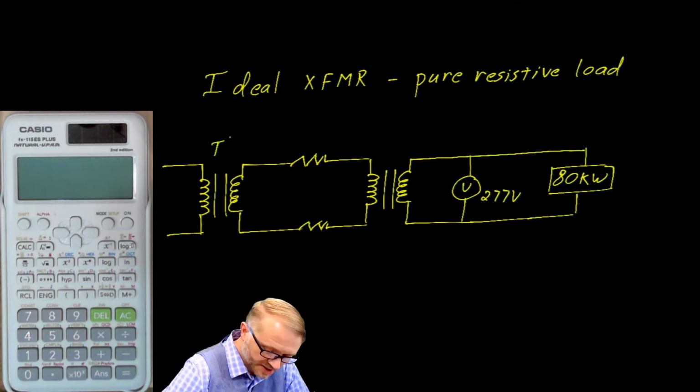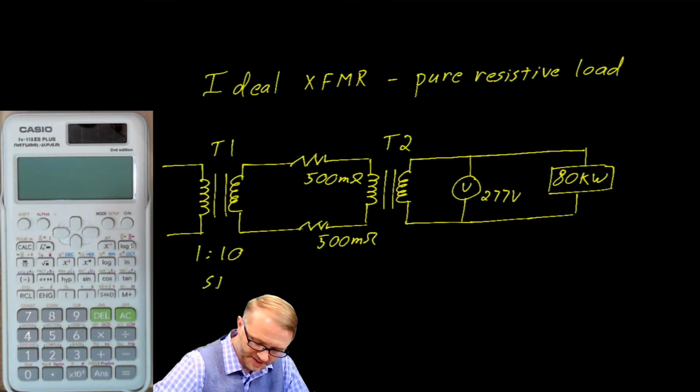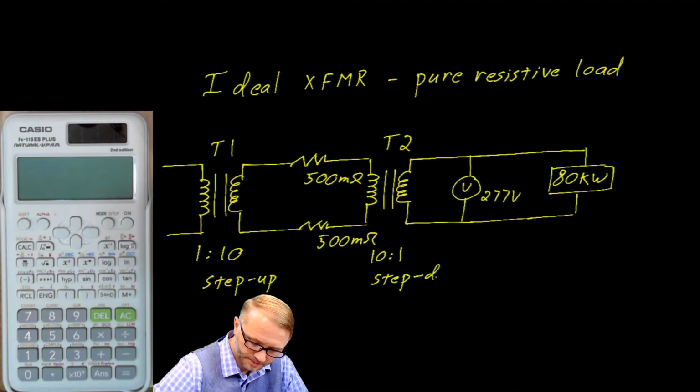This is transformer T1, transformer T2. We'll let this wire resistance be 500 milliohms, and we'll let the return be 500 milliohms. This is a 1 to 10. We call that a step-up transformer. And we'll let this transformer, T2, be a 10 to 1. And we'd call that a step-down transformer.